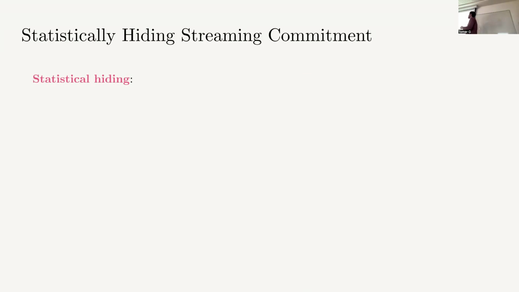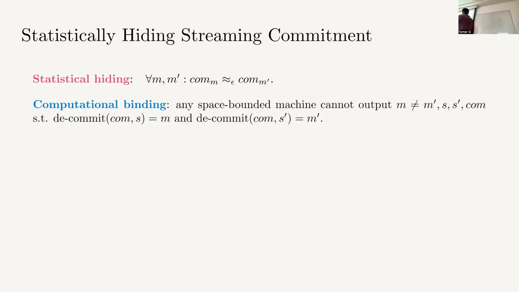Okay, so what's statistical hiding? It means that for every two possible messages, the boxes that lock them look the same, or almost entirely the same. And it doesn't have anything to do with the computational power of the adversary trying to break them. And the commitment is going to be computationally binding, which means that it's binding, but only against small space streaming machines. So basically, any small space algorithm cannot produce a box and two different keys such that one key opens the box to one message and the other key opens the box to a different message.